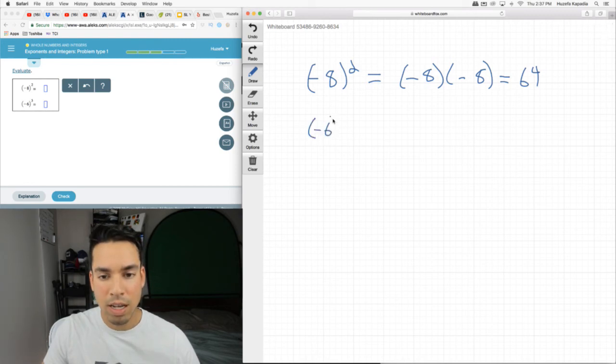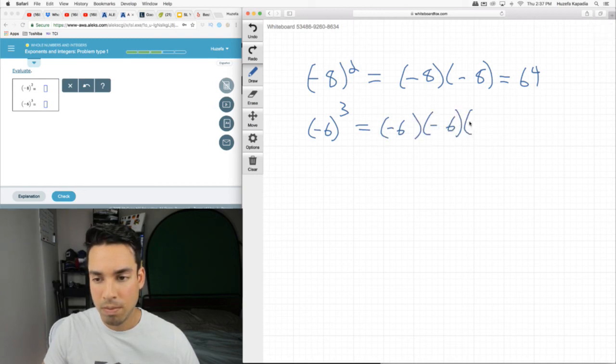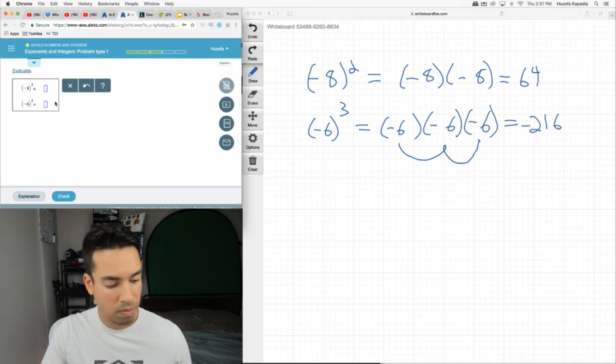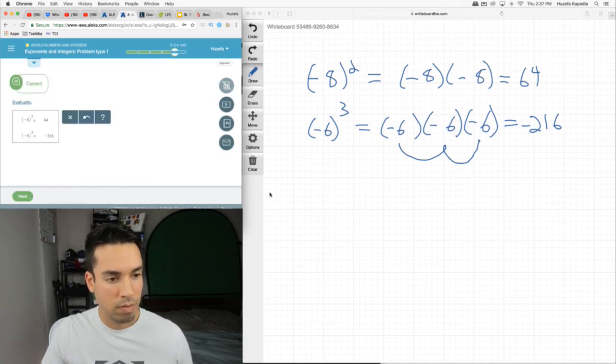And down here we got a negative 6 cubed, which means we got 3 negative 6s multiplying each other. And that equals a positive, but then that last negative makes the final answer negative. And what's 6 times 6 times 6? 6 times 6 is 36, times 6 again is 216, but our answer is negative 216. All right, cool.